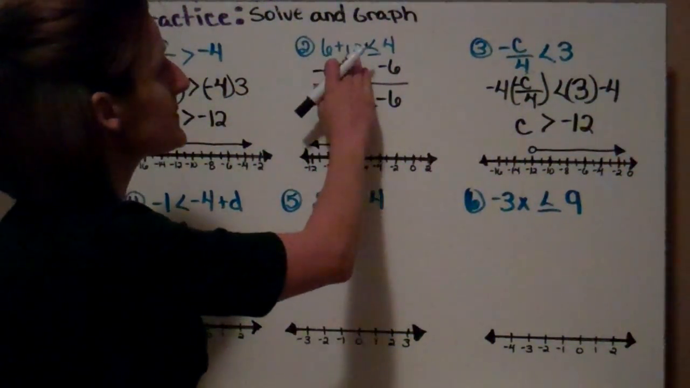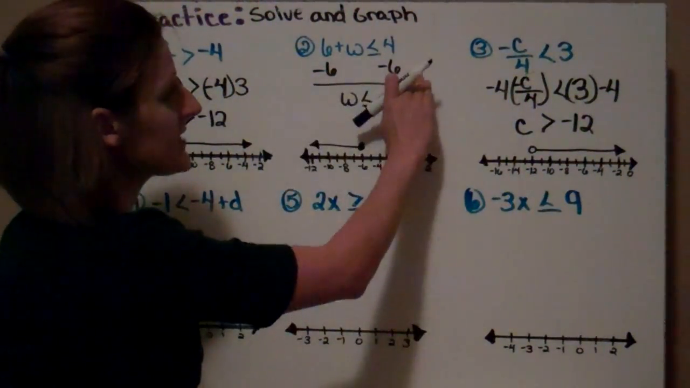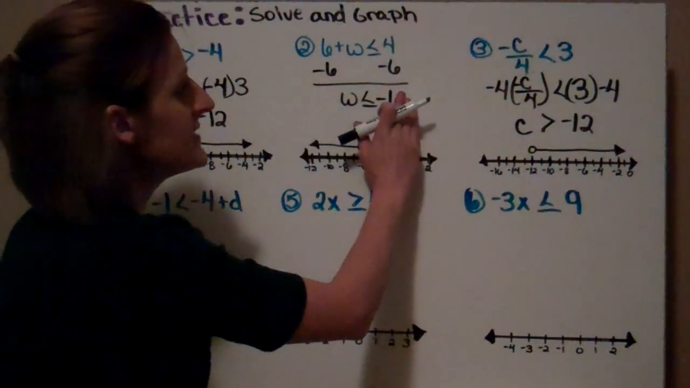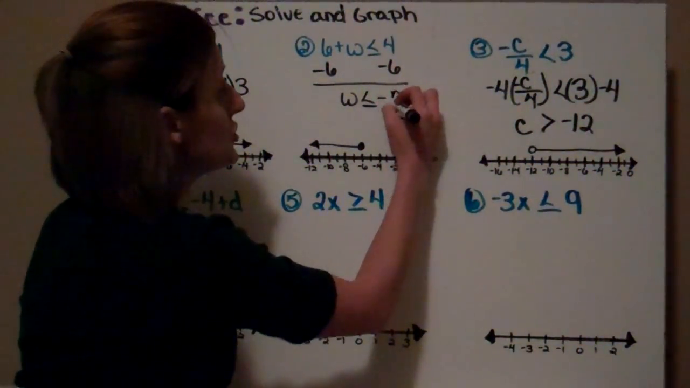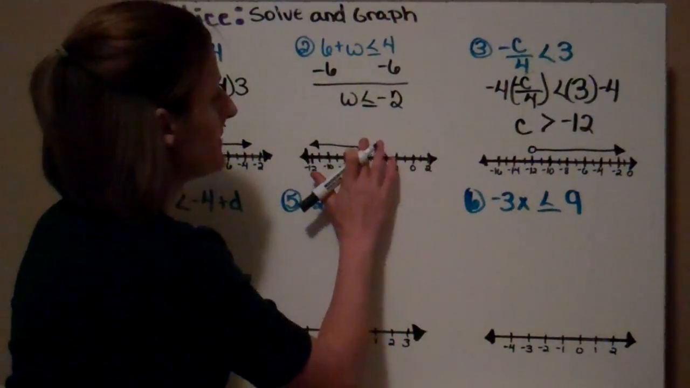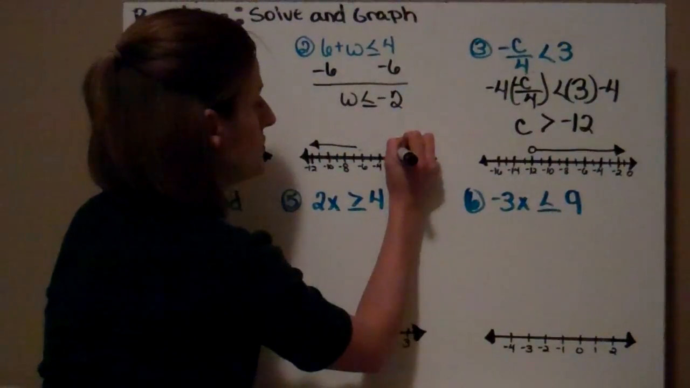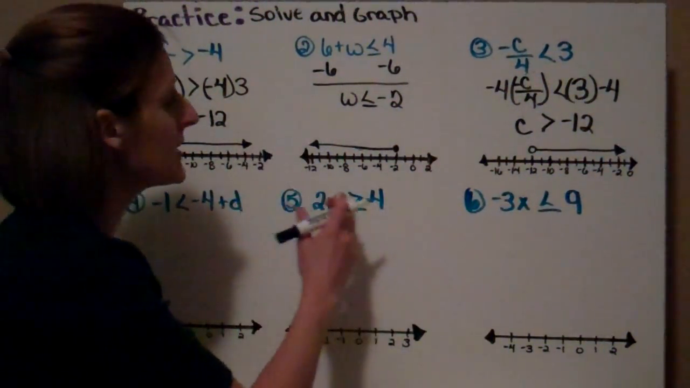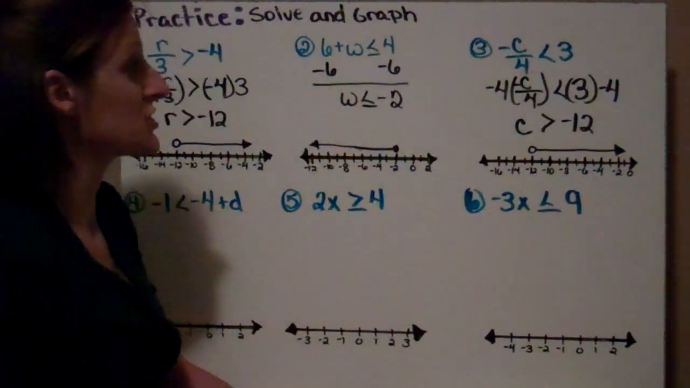Number 2, we have 6 plus w is less than or equal to 4. I'm going to subtract 6 from both sides. 4 minus 6 is not negative 6. 4 minus 6 is negative 2. So I need to make sure I put a closed circle on negative 2 and draw my arrow to the left because I need everything smaller than negative 2 for my solution.